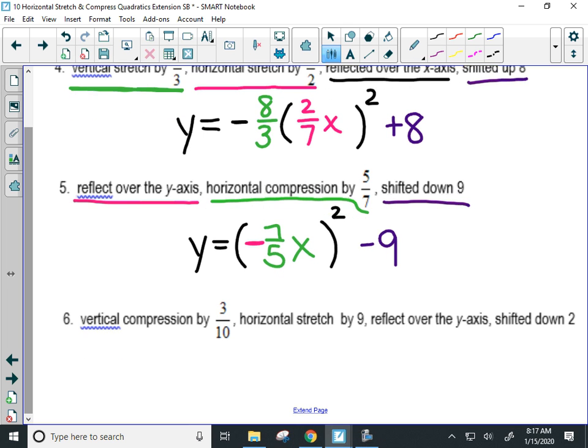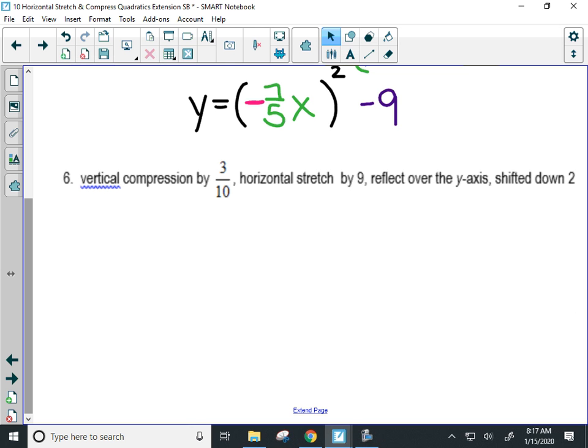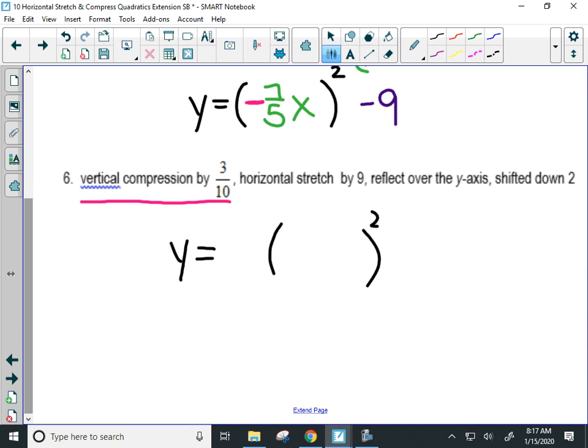All right, last problem here. I'm having vertical compression by 3/10, horizontal stretch by 9, reflect over the y-axis, and down 2. So I'm going to set up my equation here. Now, y equals, I'm going to have a vertical compression. That is going to go outside of my parentheses. I'm going to have a set of parentheses here. Just like we had up above, when you have a vertical compression, the number stays the same. It does not change in the equation. So I'm still going to put a 3/10 in front of my parentheses.